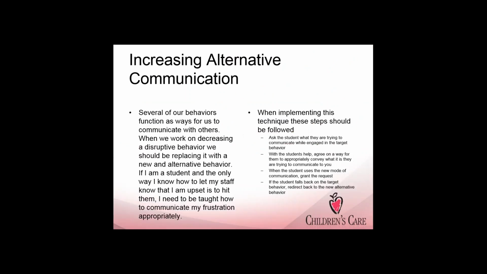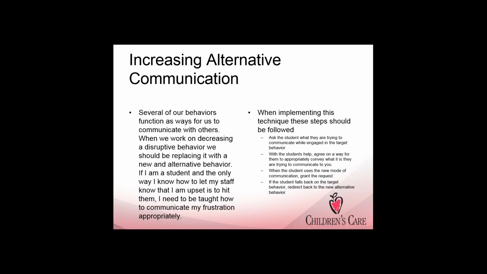Increasing alternative communication. Several of our behaviors function as ways to communicate with others. When we work on decreasing a disruptive behavior, we should be replacing that with a new and acceptable behavior. If the only way I know how to communicate that I'm upset is by hitting my staff member, I need to be taught a new way to communicate my frustrations.